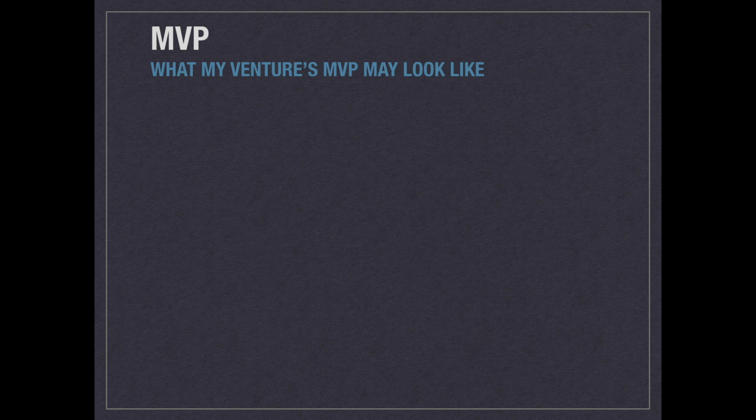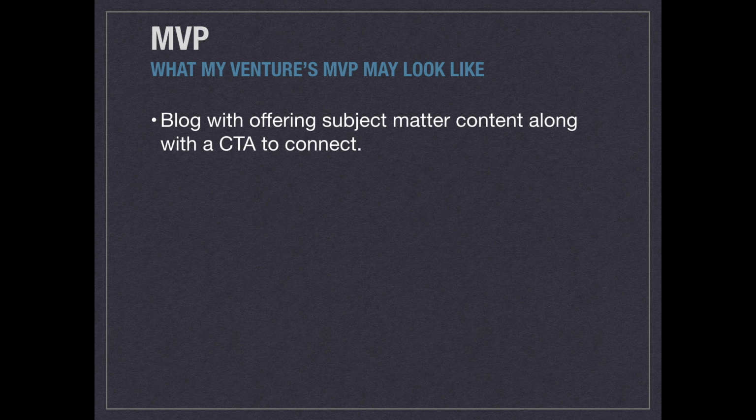So let's take a look at maybe what some of my ventures' MVP could look like. Well, as a mobile business consultant, I could start off with a blog offering subject matter content along with a CTA to connect. By the performance of that blog, I can identify whether people are actually coming to the site looking for the information. If they're looking for it, then obviously there's a need.